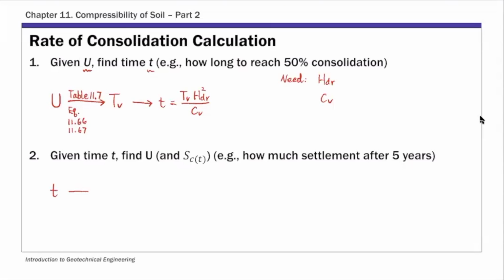So first you calculate the time factor T sub V, and this time factor again is C_V t over H_DR squared. Once you get the time factor, then Terzaghi's solution again provides that relationship between T sub V and capital U. So again, table 11.7, or those two equations.